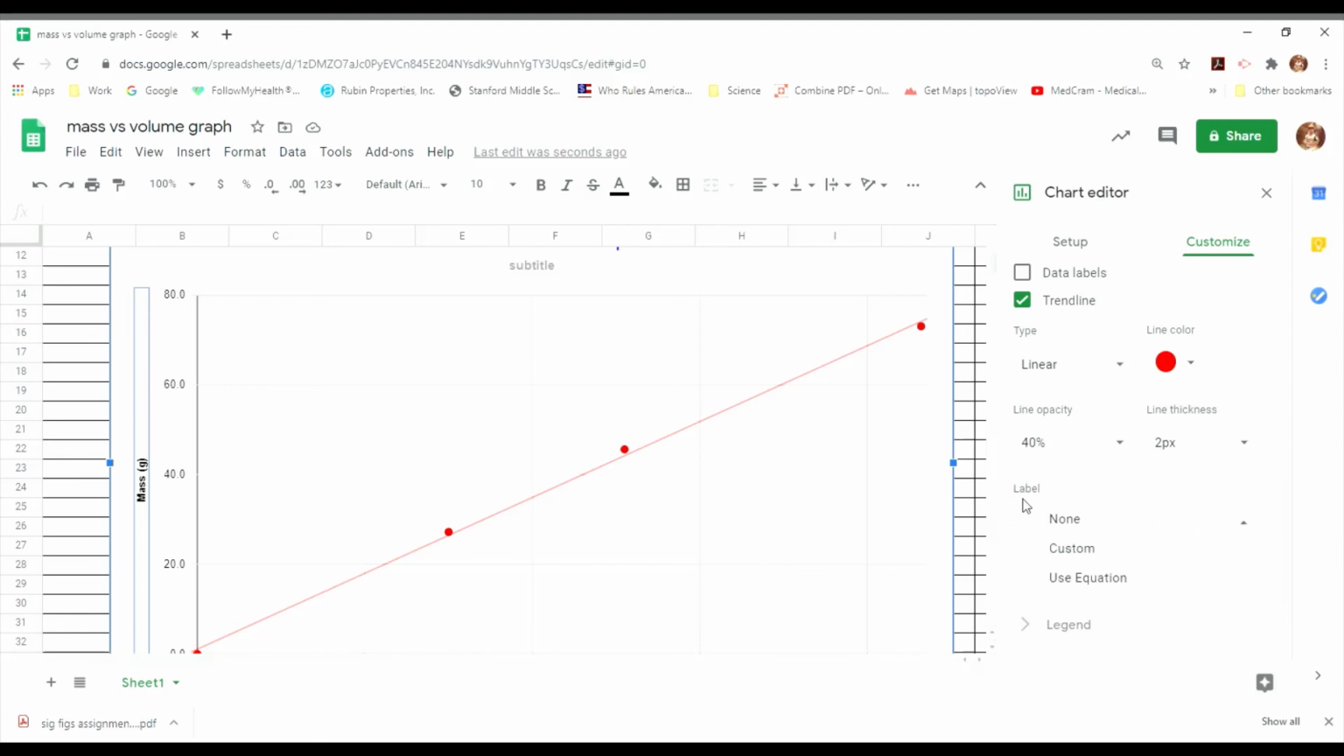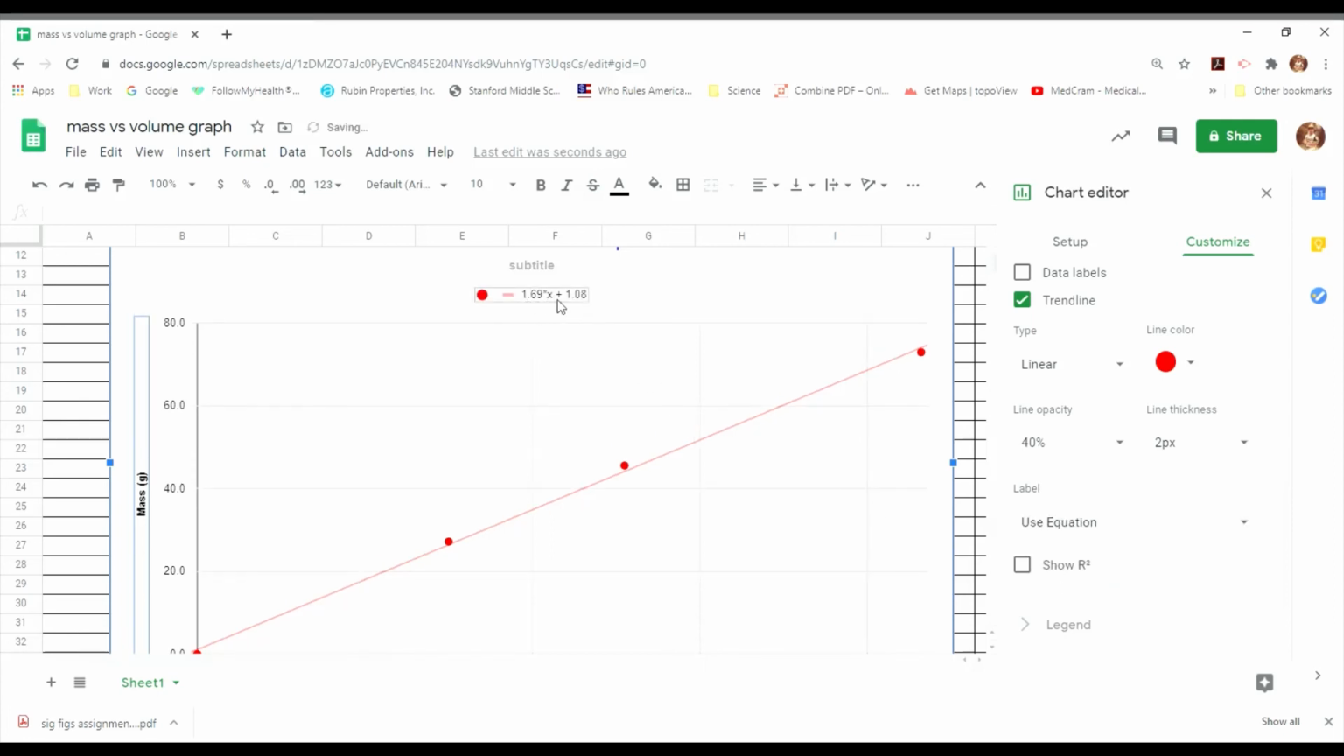You can go ahead and label, and it says use equation. When you click use equation, the equation of the line appears right here. So this should really be y equals mx plus b. Really the b should be 0, but it's a little off, no big deal. That's what I like about Microsoft Excel: you can actually force it through 0, but this one I haven't figured out yet.